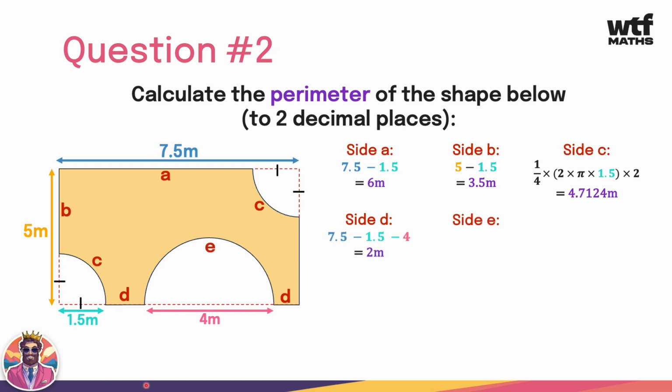The next side I want to try to work out is side E, which is this curved section here. So we'll do a similar sort of thing we did for side C. We're just going to work out half of a circumference of a circle, because that's what we have, just half a circumference.